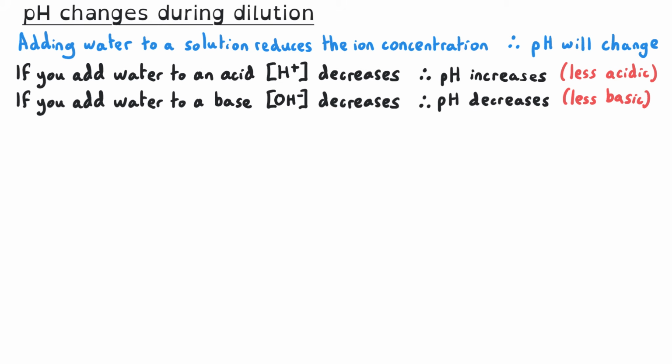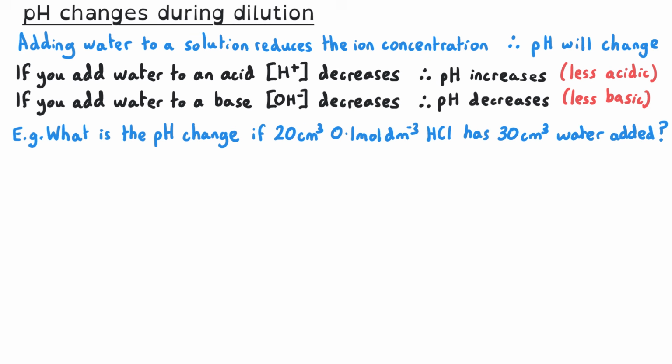This usually comes up in the context of strong acids, and that's where I'll focus for my example here, but it could be applied to other types of solution. An example question might be, what is the pH change if 20 cm cubed of 0.1 moles per decimeter cubed hydrochloric acid has 30 cm cubed of water added to it? Since we're being asked to work out a change, we need to know what the pH starts at.